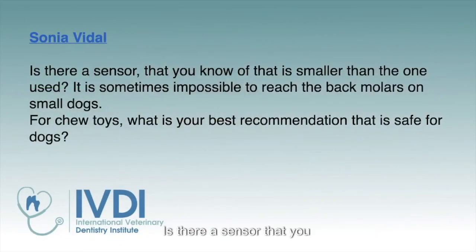All right, Sonia asks, is there a sensor that you know of that is smaller than the one used? It is sometimes impossible to reach the back molars on small dogs. Yeah, there really is only the number 2, and that's what I use on everybody from a 3-pound Maltese to a 180-pound Irish Wolfhound. And it's all about, again, doing that troubleshooting and using your tube head in such a way that if you can't get that sensor all the way back, you can adjust your tube head to throw the shadow onto where your sensor is.